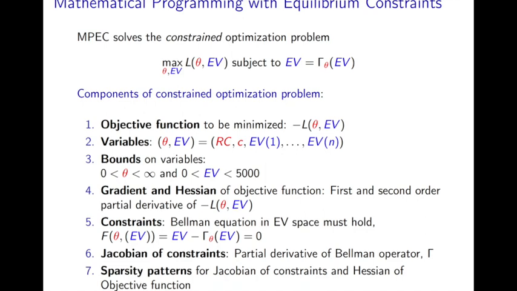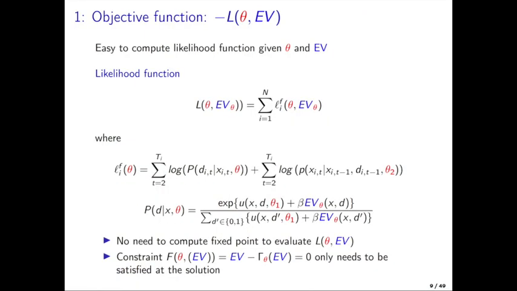And a key thing here is the sparsity patterns for the Jacobian of the constraints and the Hessians. So this is a plan for the next few slides, and we're going to go through most of them one by one. I think the bounds don't deserve a lot of comments, so we're not going to talk about that. Okay, so let's start taking a look at the objective function.